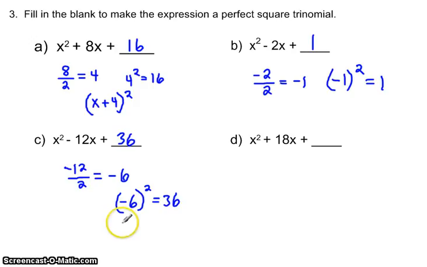Perfect square trinomial. And last one, x squared plus 18x plus what? Gives us a perfect square trinomial. Take the 18, divide it by 2, that gives us 9, and then 9 squared gives us 81.